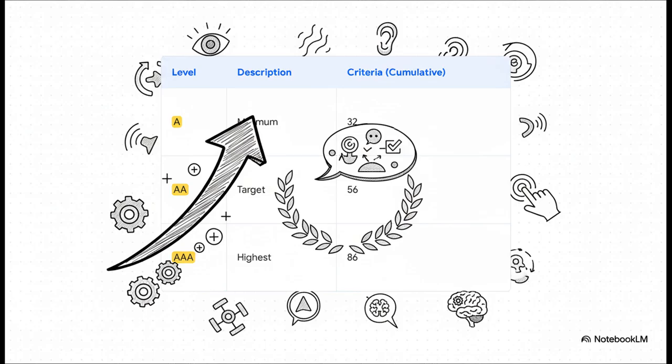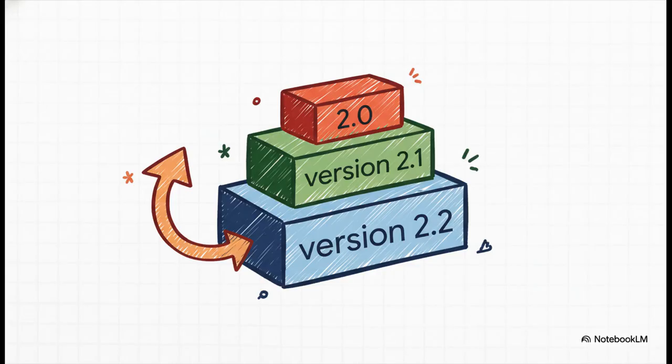It's cumulative. To get to level AA, you have to do all 32 things in level A, plus the 24 new ones for AA. That's why that level AA target, with 56 criteria in total, is really considered the sweet spot for most websites. You'll also hear people talk about different versions, like 2.0, 2.1, 2.2. Don't let that confuse you.